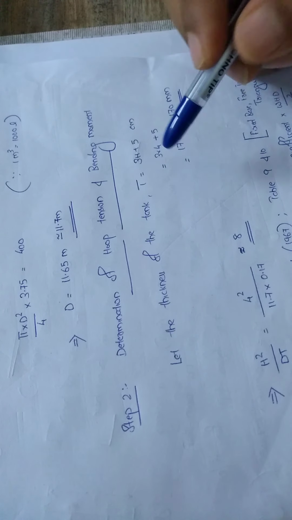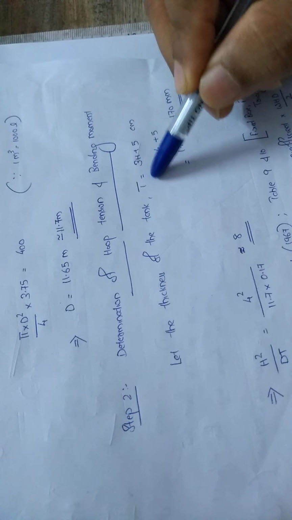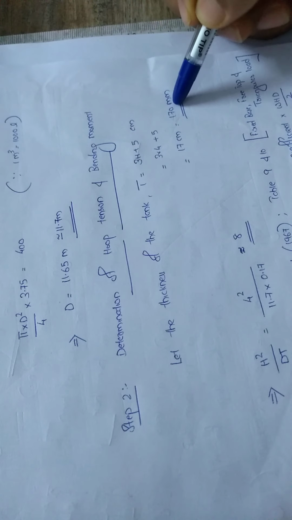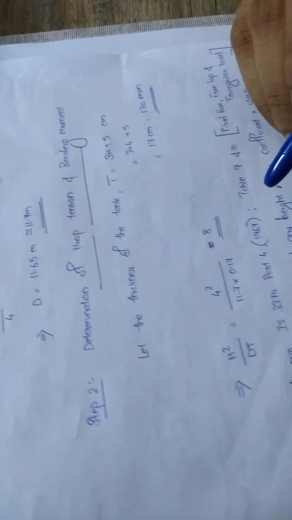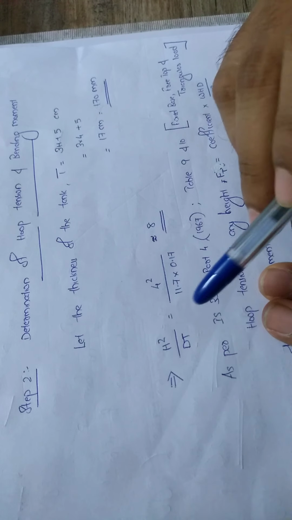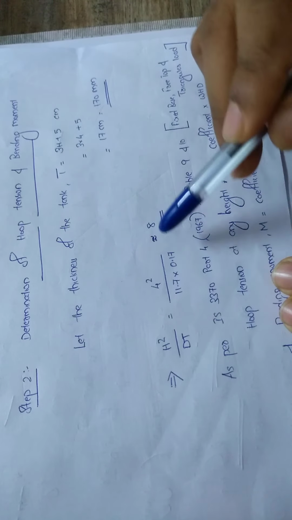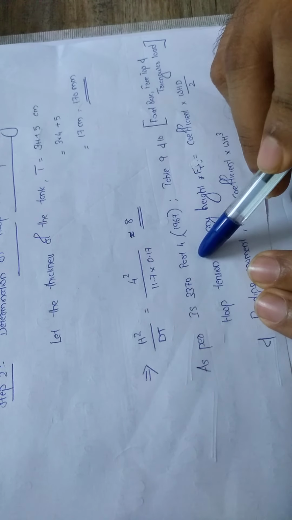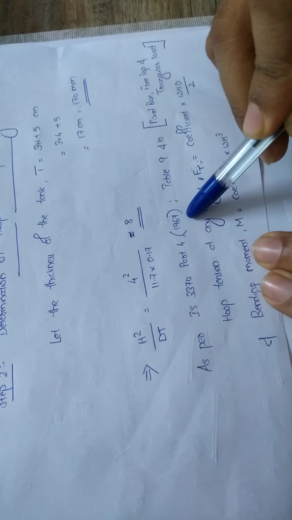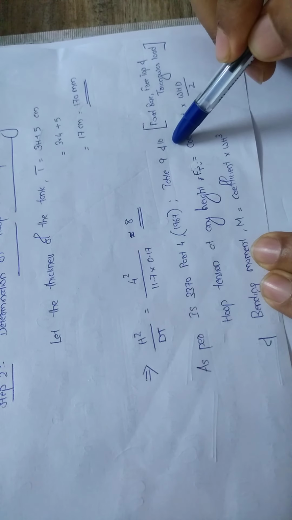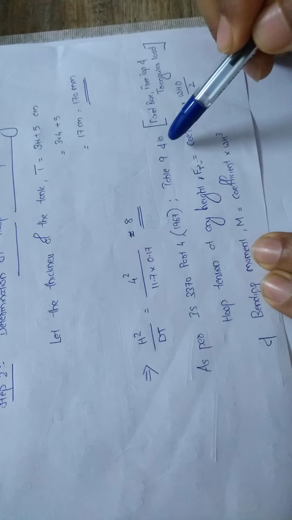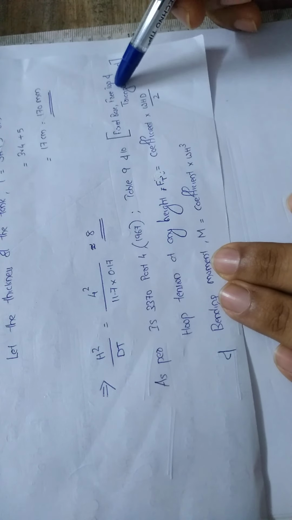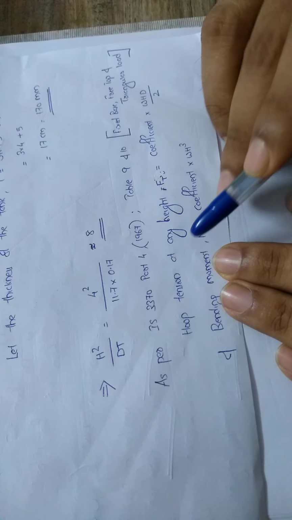Let the thickness of the tank be found out by the empirical relation that we have discussed in the previous video, that is 3h plus 5 centimeter, and that comes as 170 mm. The h squared by dt, from that we are getting it as 8. As per IS 3370 part 4 1967, table 9 and 10. Table 9 will give you the hoop tension and 10 will give you the moment, for fixed base condition, free top and triangular load distribution pattern.